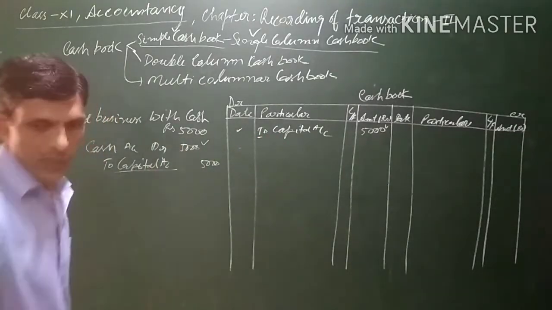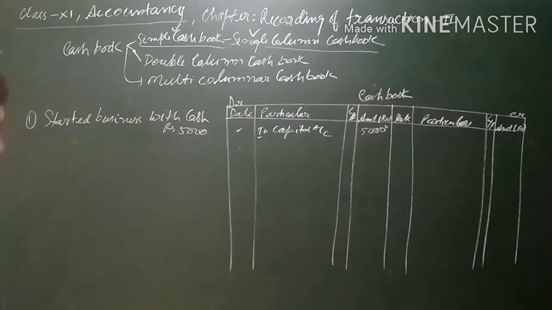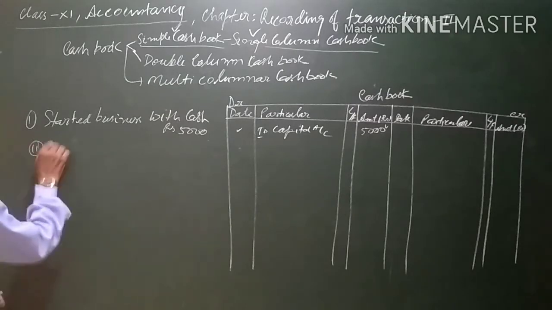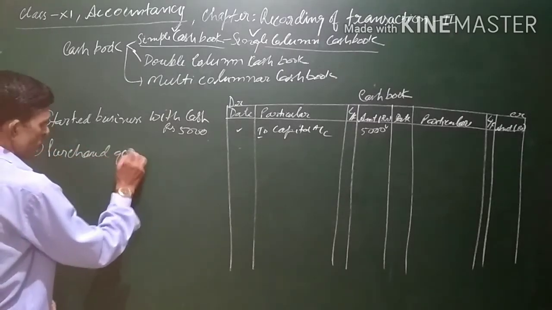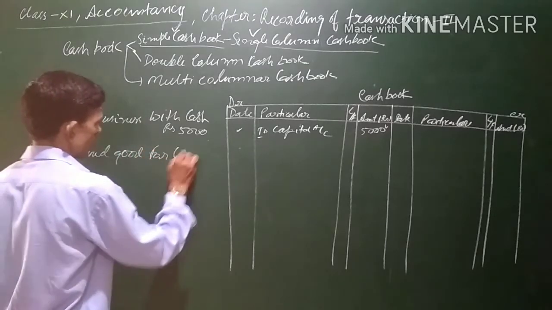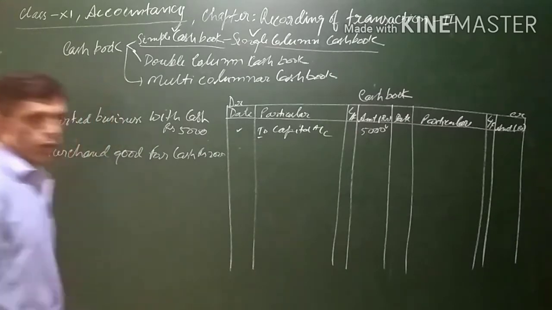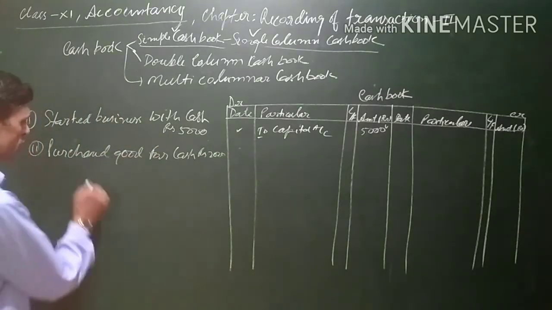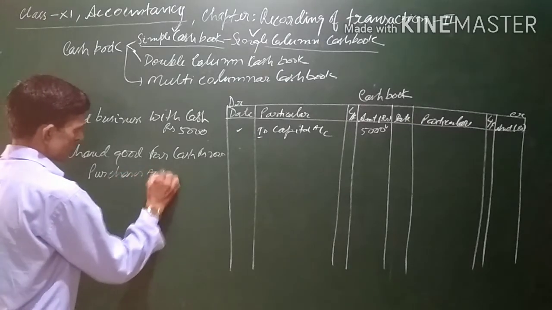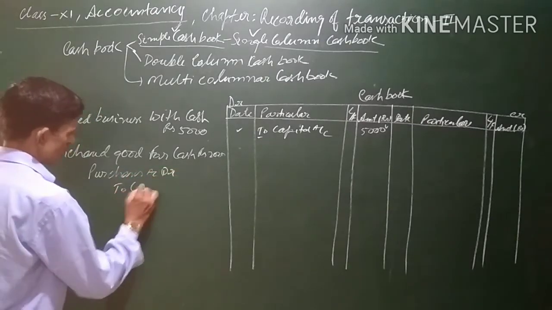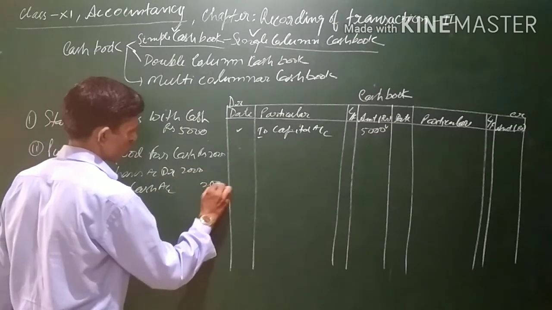Now let us see the next transaction. Suppose we purchased goods for cash, say rupees 2,000. Now goods are purchased for rupees 2,000. The entry for this transaction will be purchases account debit to cash.